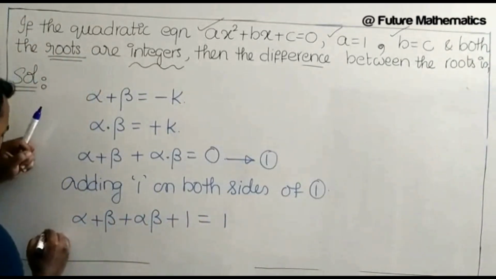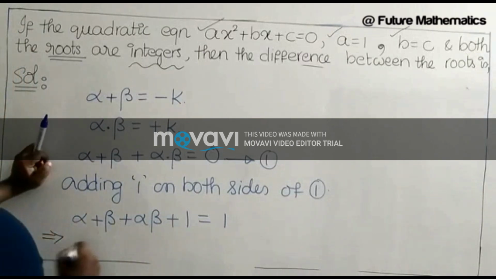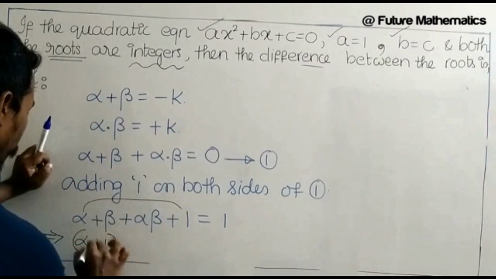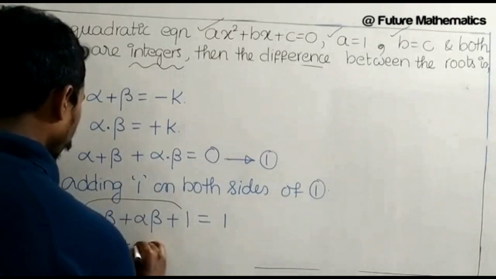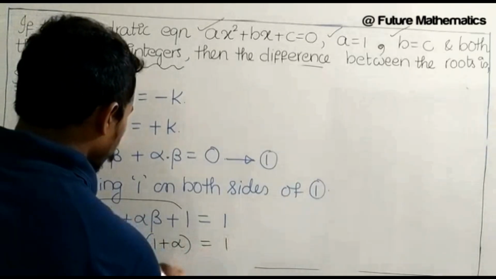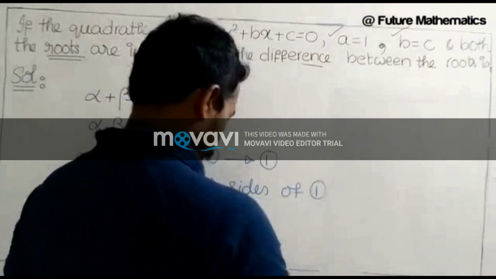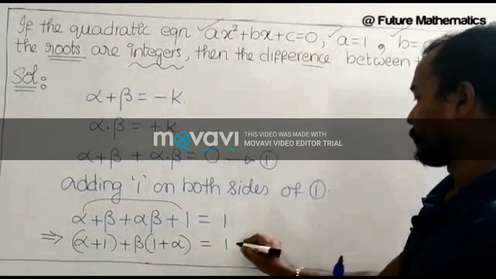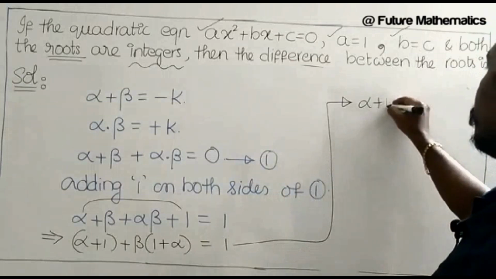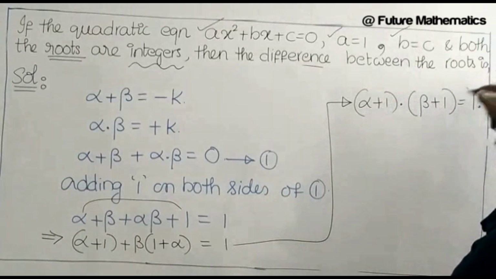Okay, now from this what do you do? Let me group these: alpha plus 1, plus I can take beta common, again we get 1 plus alpha, and this must be equal to 1. So again from this, we can write it this way: alpha plus 1 times beta plus 1 is equal to 1.